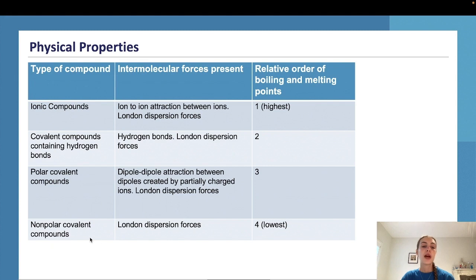Then finally, we've got our non-polar covalent compounds, and these don't have any intermolecular forces other than the London dispersion forces. Because the dispersion forces are quite weak, they are going to provide these compounds with the lowest melting and boiling points.